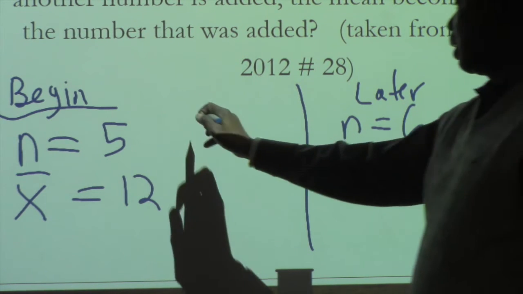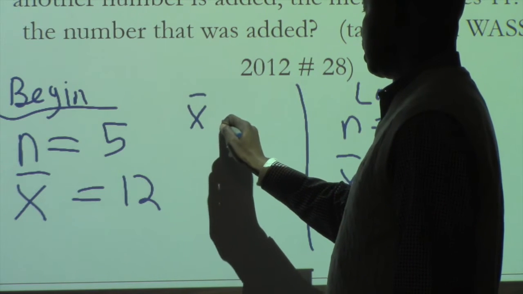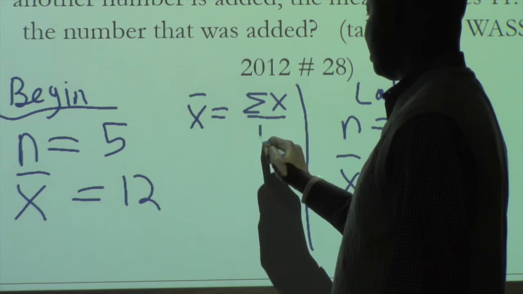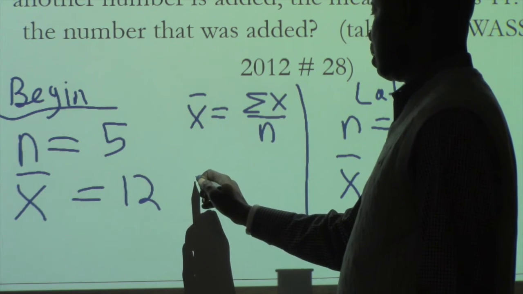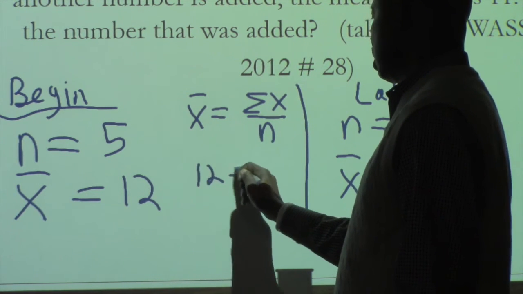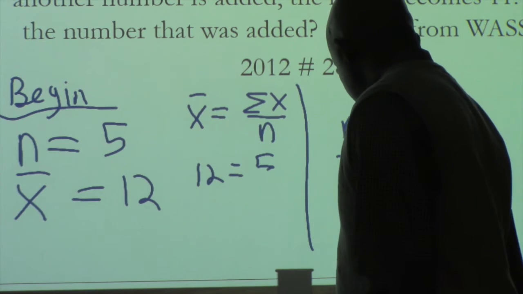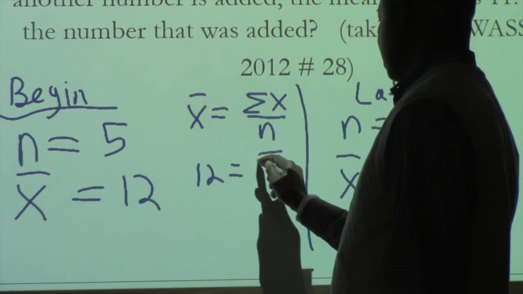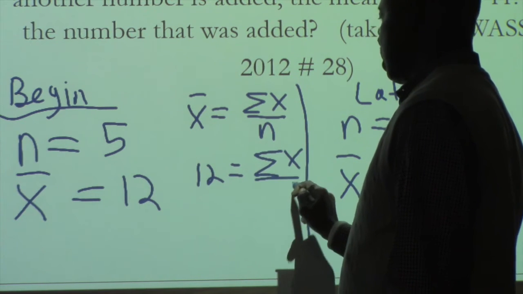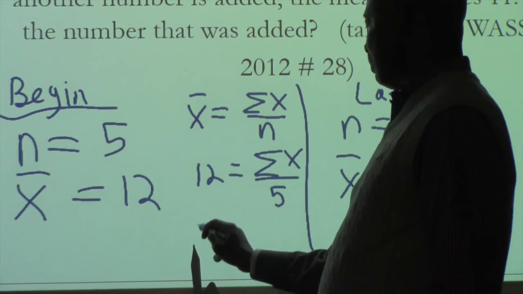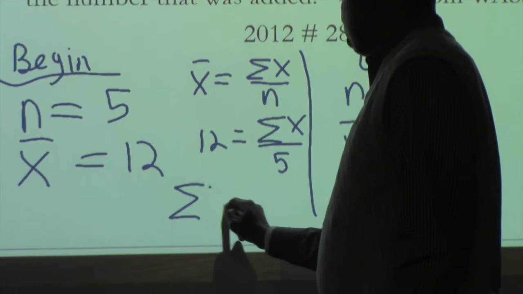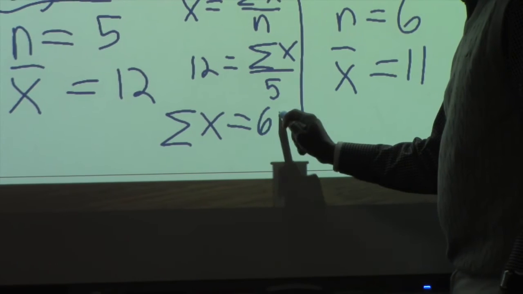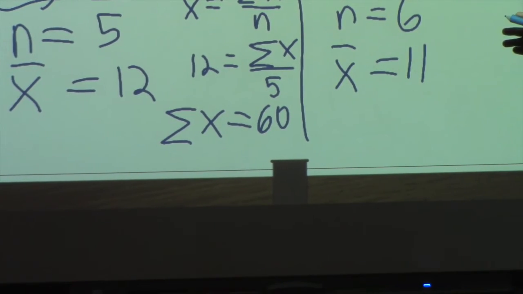Let's apply this formula: x bar is equal to the summation of all the x's divided by n. Now x bar is 12. We don't know the summation of all the numbers, but we can find that. We can find the summation of all the x's because n is 5. We multiply 5 by 12. The summation of all the x values will be 5 times 12. That will be 60.